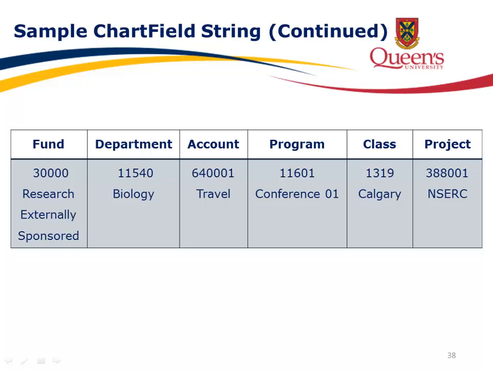Dr. Smith in biology is completing a travel expense claim to reimburse a student who traveled to Calgary to attend a conference. The costs relate to Dr. Smith's NSERC project, established within the externally sponsored research fund. Since the transaction relates to research, the required IDs will be the fund, department, account, and project. Since Dr. Smith is also interested in tracking specific conference and location information, he includes 2 optional ChartFields when coding the travel expense, a program ID and a class ID.